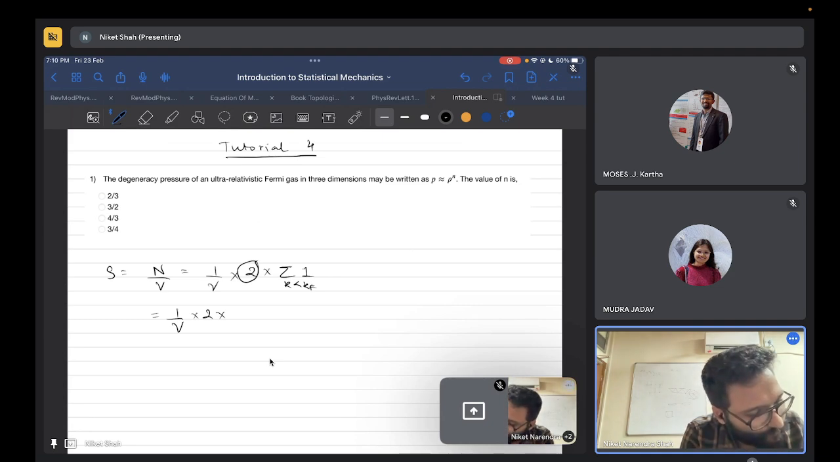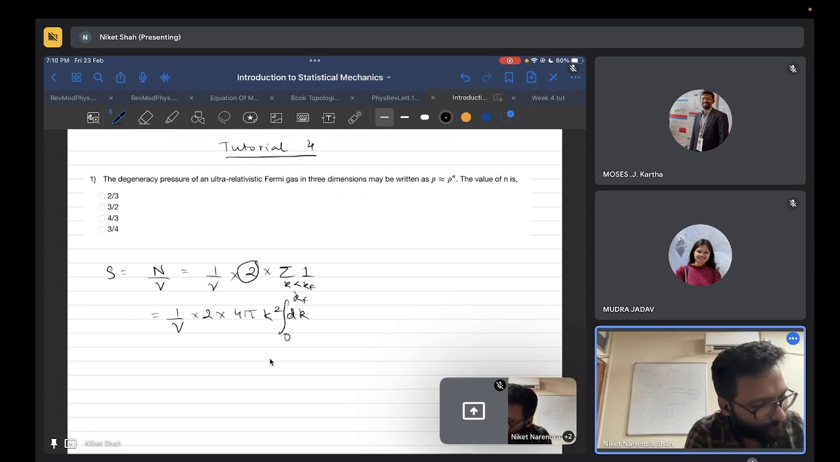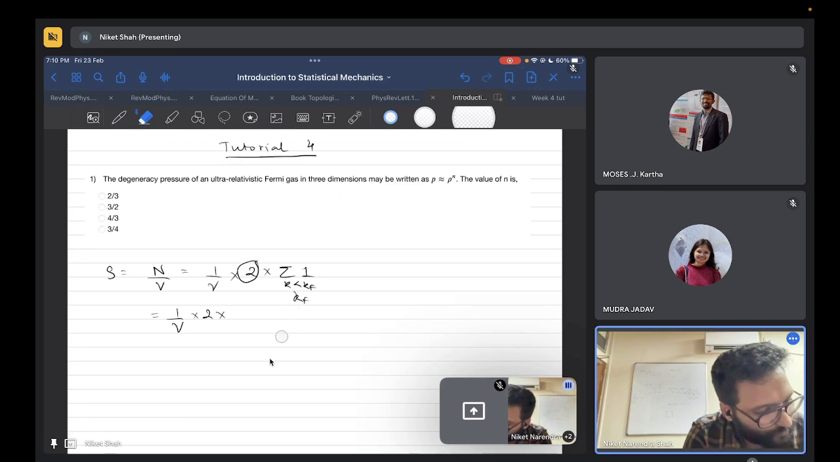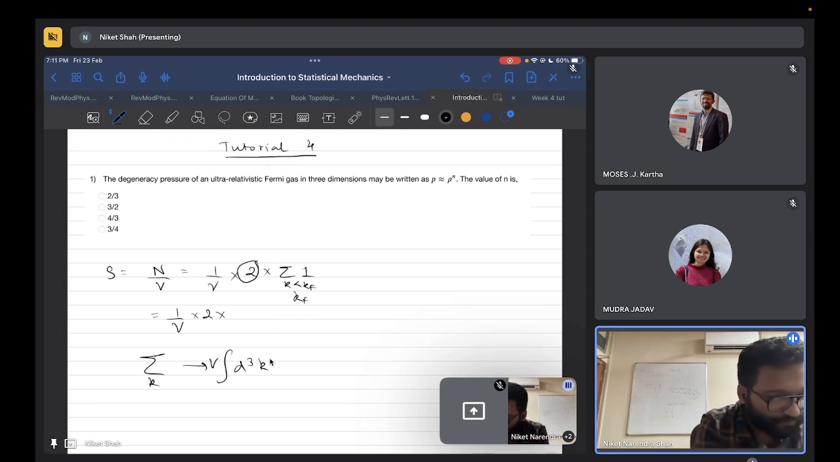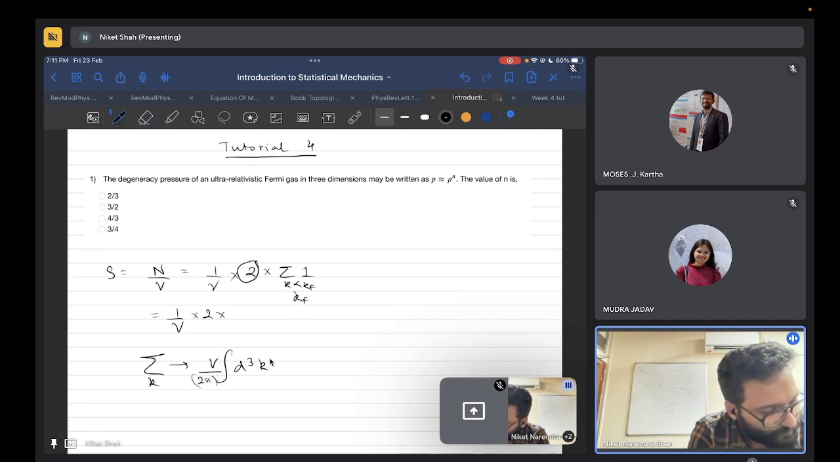So this is just 1 by V into 2 into, what do we have here? 4 pi k square dk, where k goes from 0 to kf. Oh, am I missing something? Yeah, in converting the summation to an integral, I first have to make these changes as well. I'm converting this sum over k to an integral over d cube k. So how do we convert this from a sum over k? The volume has to be multiplied and divided by 2 pi the whole cube. This is in 3 dimensions, so that's what will happen.